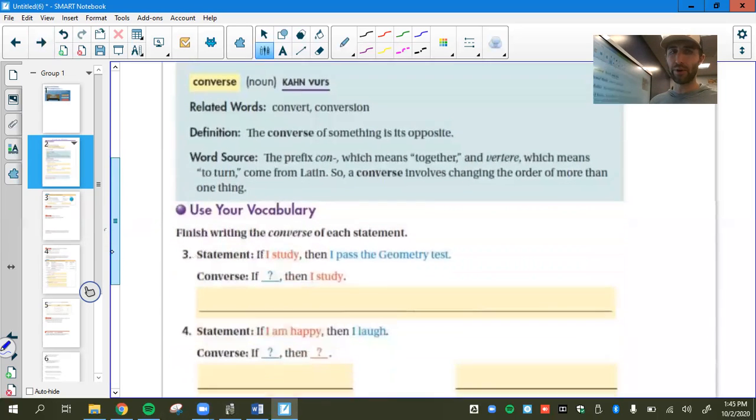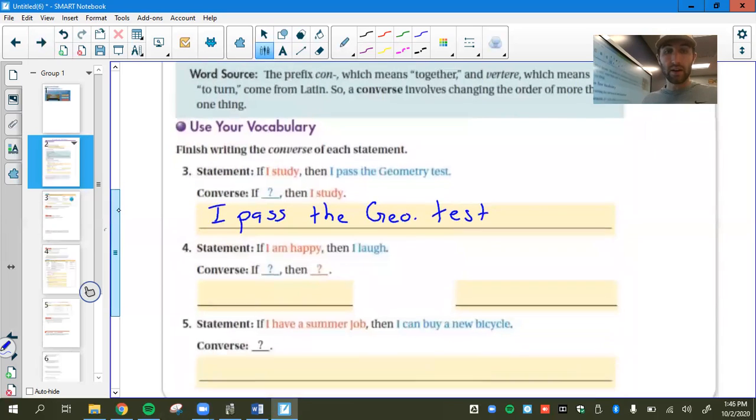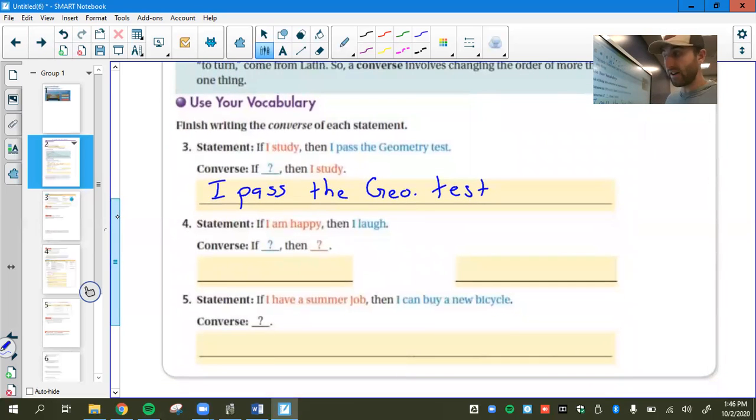If we look down here to number 3, we're going to write the converse of each statement. The original conditional statement says, if I study, then I pass the geometry test. The converse would be, if I pass the geometry test, then I study. The statement, if I am happy, then I laugh. The converse: if I laugh, then I'm happy.